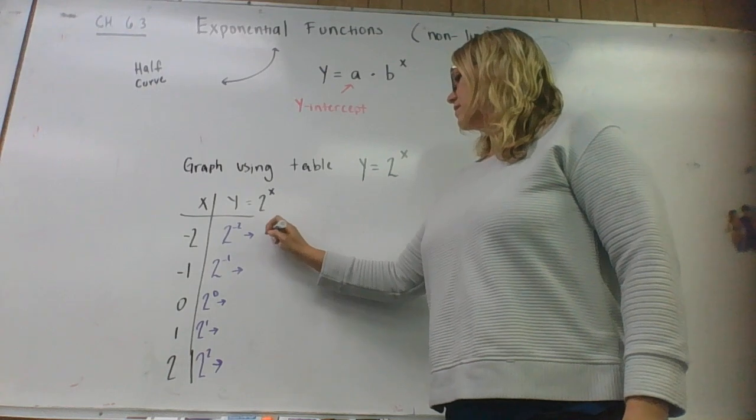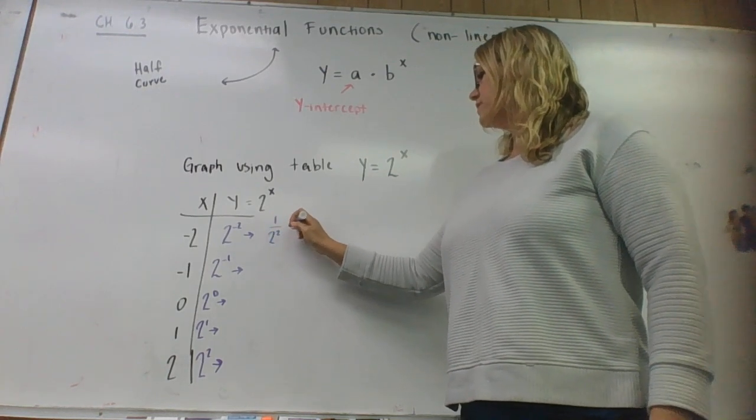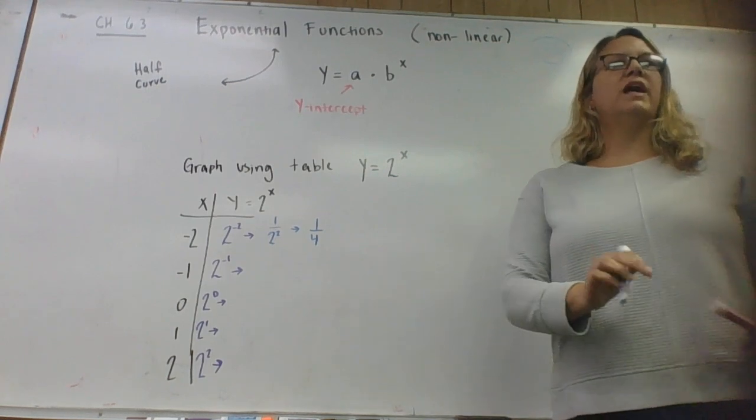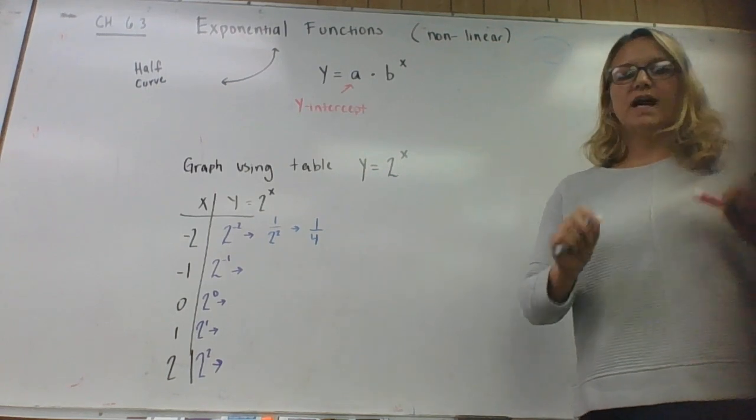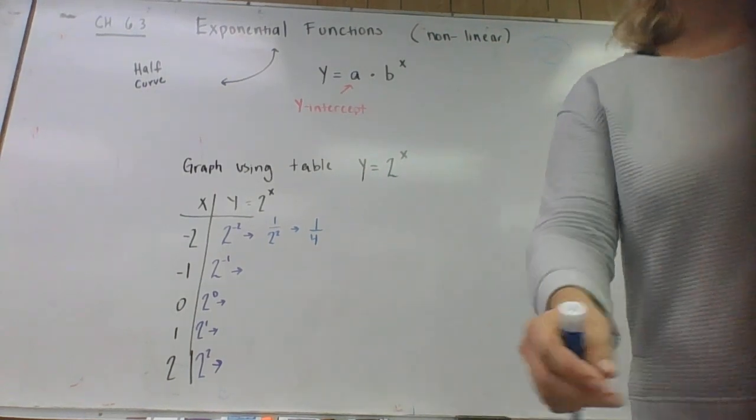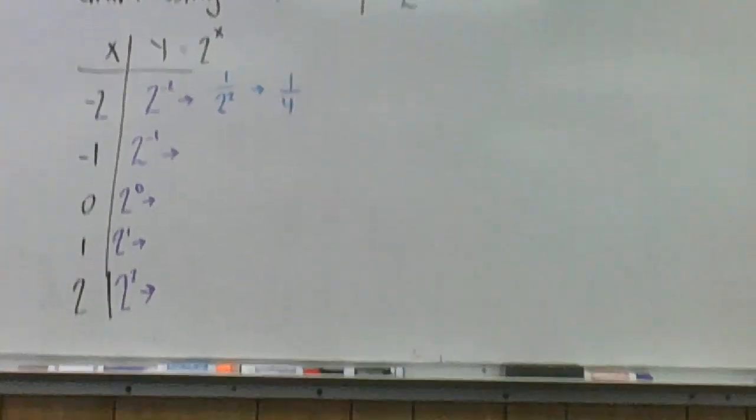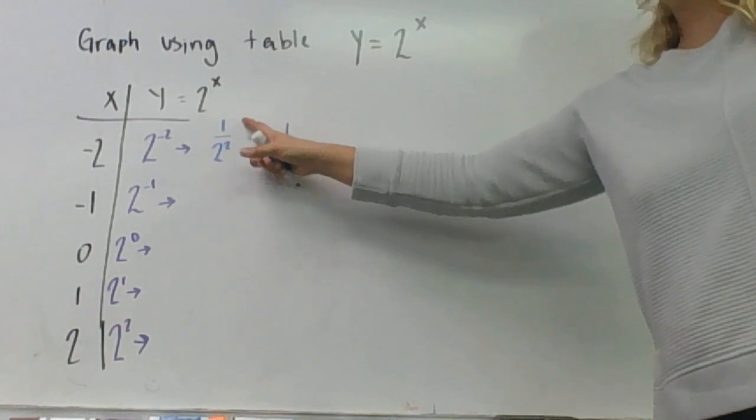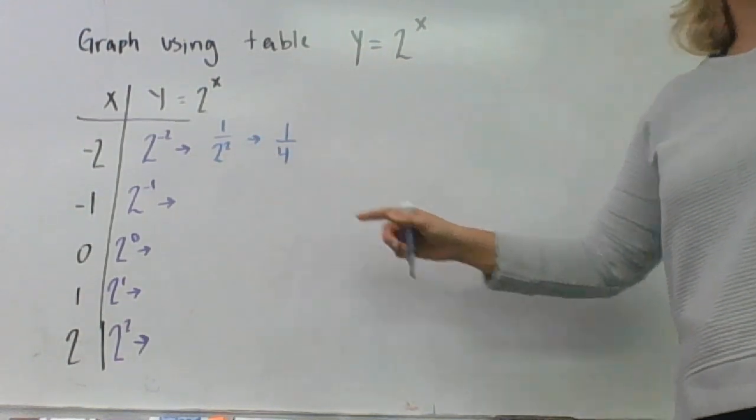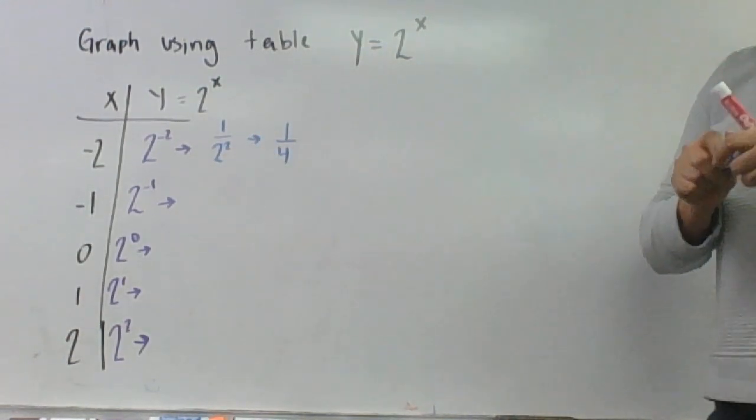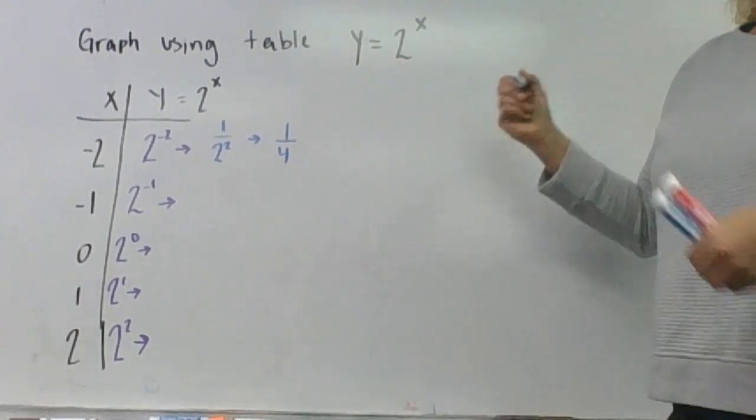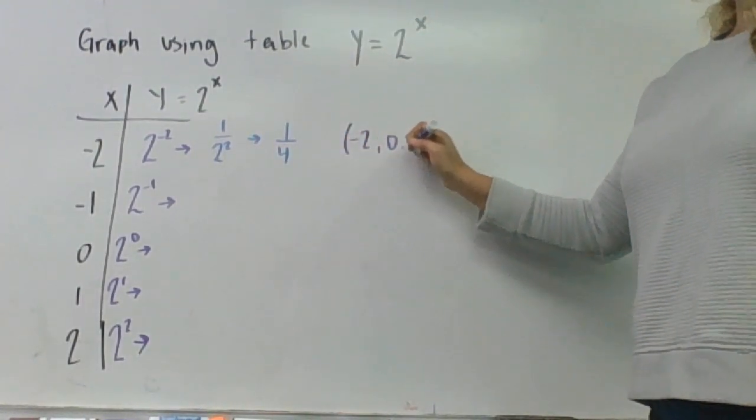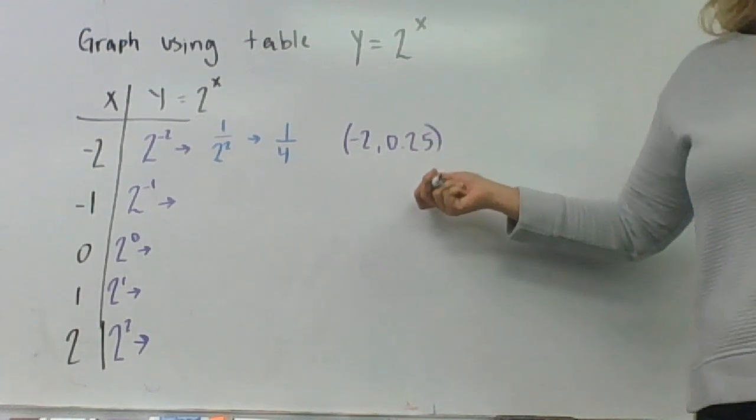Alright. 1/2 squared is 1/4, right? So 2 to the -2 is actually 1/4. Are you okay with that? Jason, are you with me? 2 to the -2 is actually 1/2 squared, which is 1/4. So that means I have an ordered pair at -2, 0.25. That's my first point.